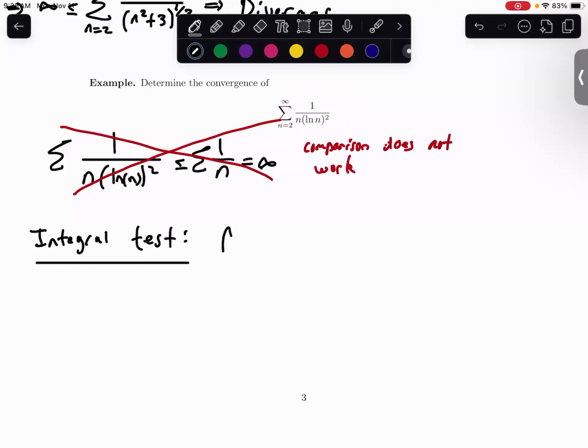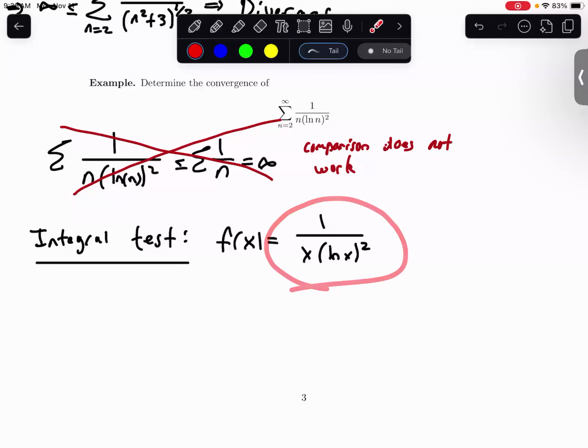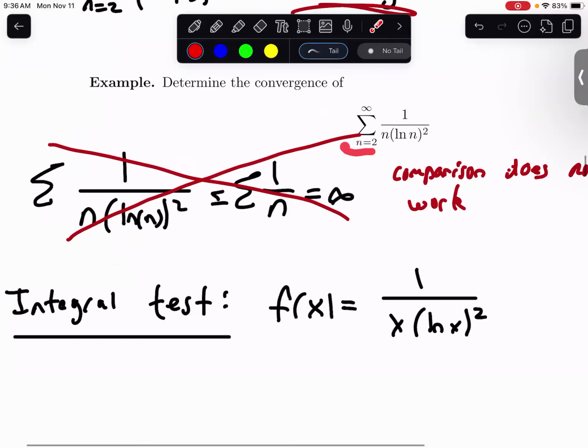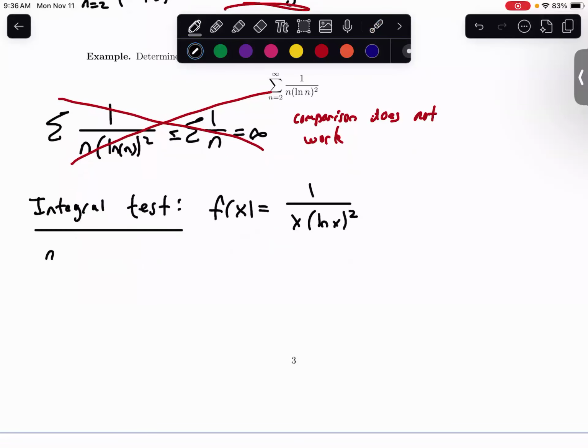And so we're going to define f of x to be equal to 1 over x times the natural log of x squared. And now we're just going to integrate this function from 2 to infinity. Remember, the bounds of integration will always match up with your indices for the sum that you're looking at. And so we're going to look at the integral from 2 to infinity of 1 over x times the natural log of x squared dx.